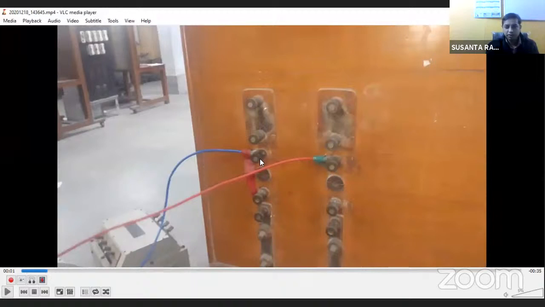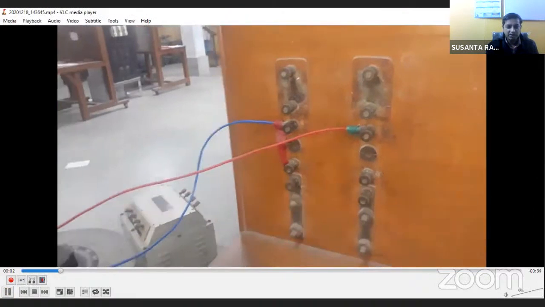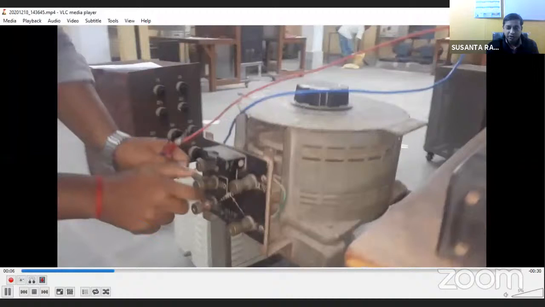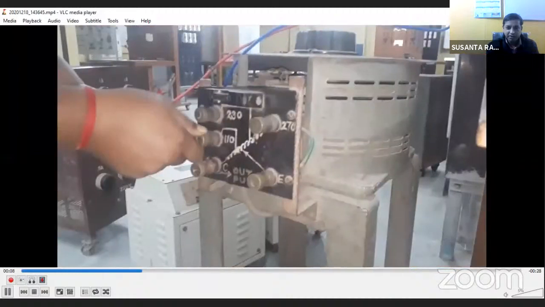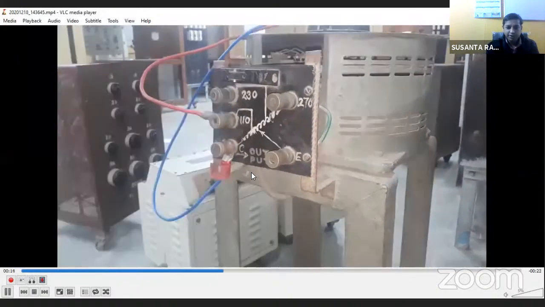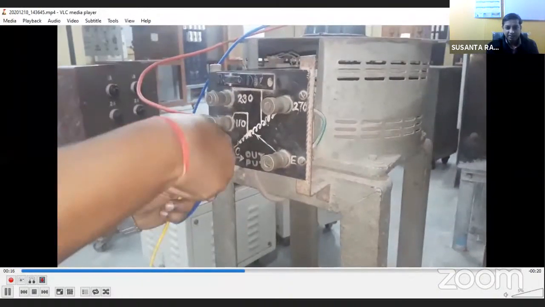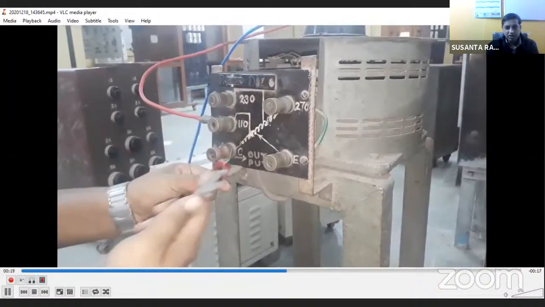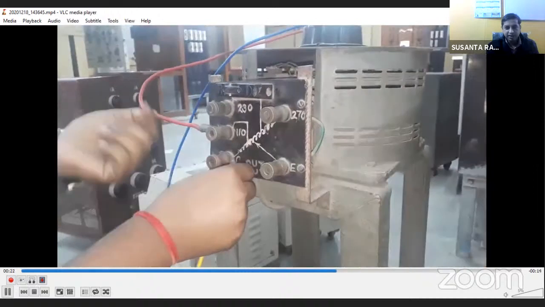So you see, these are the input. At the top, I have connected the 110 volt. I am taking this 110 volt from these two terminals and I am connecting with the input of the variac. As I already told you, the input should be connected between this 110 and C, and the output will be collected from C and E. So between the input and output, one terminal is common. That is also depicted in the figure of the instruction sheet.